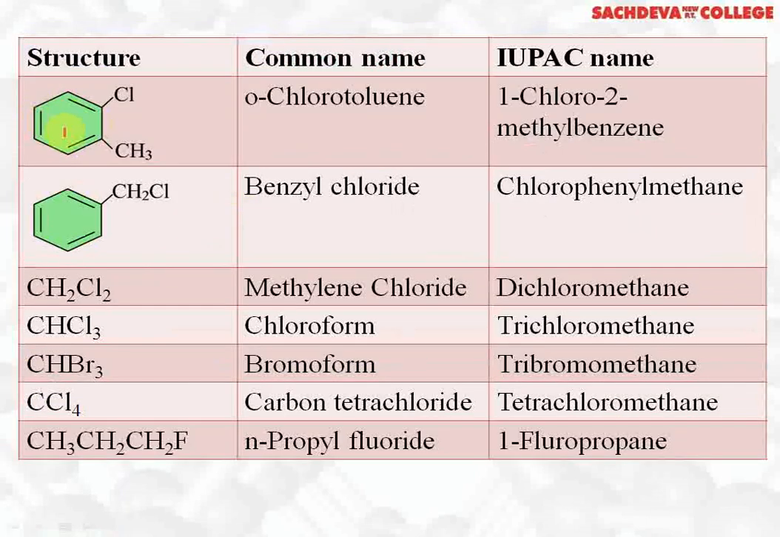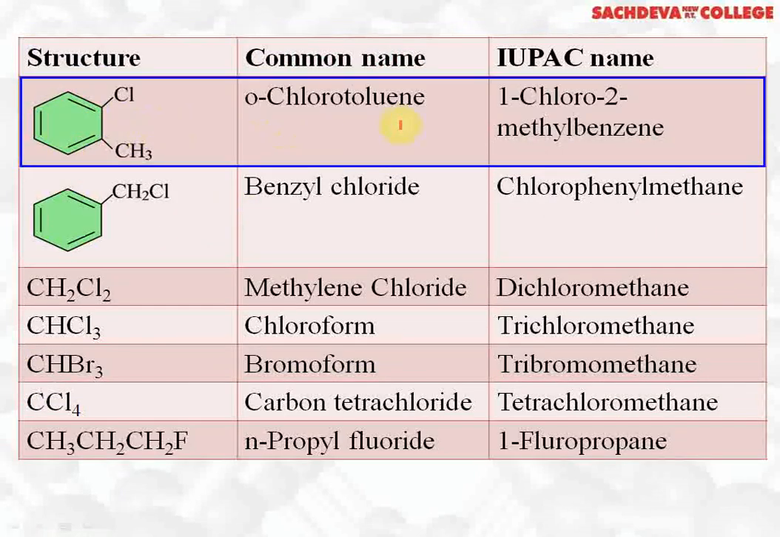These are aromatic compounds. Here we call it orthochlorotoluene because Cl is present at the second position. Whenever it is present adjacent to the methyl group, we call it orthochloro, meaning chloro and methyl group are at 1 and 2. The IUPAC name is 1-chloro-2-methylbenzene. We prefer chloro because that is the functional group and methyl is less preferred. Also alphabetically, chloro will get the preference.